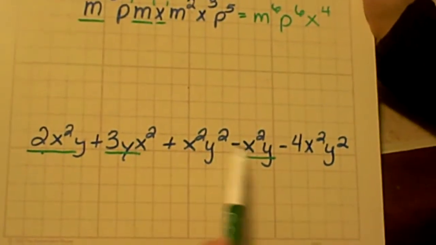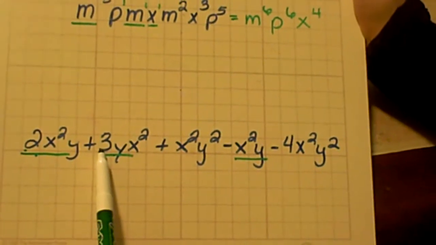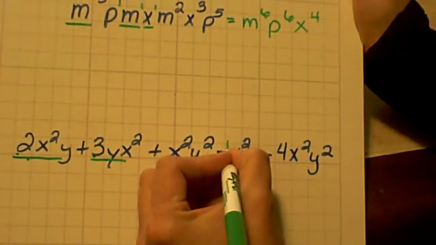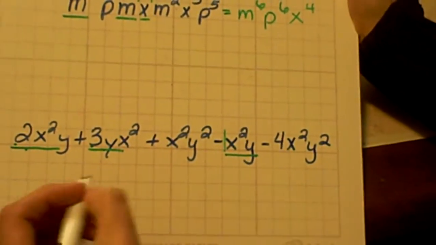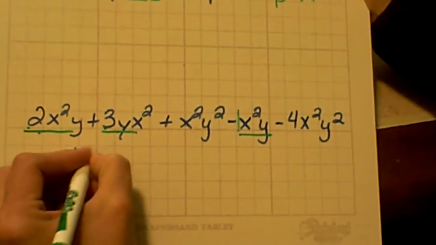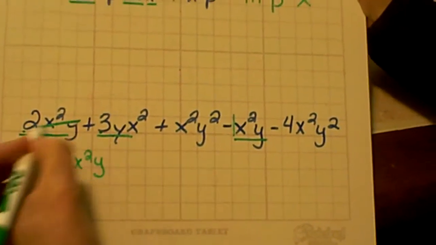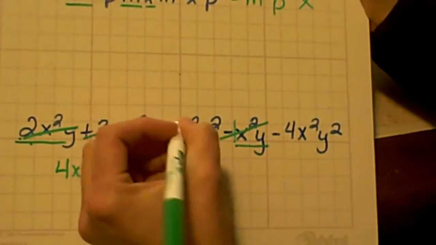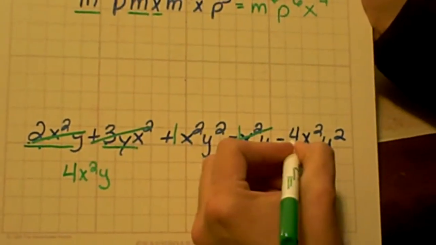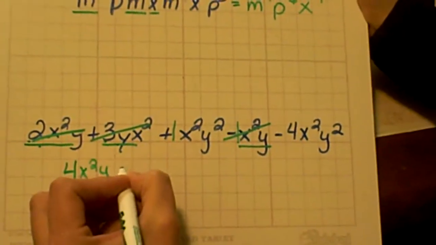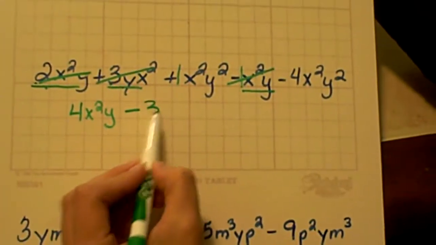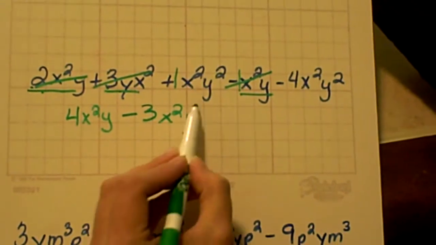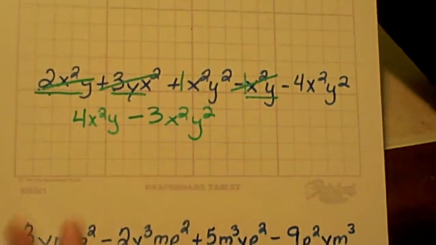Let's first add these three. So 2 plus 3 is 5, minus the 1 that's in front of that x squared y there, means 4. So we have 4 x squared y, and that takes care of those three terms. For these two, we have plus 1 x squared y squared, minus 4 x squared y squared would equal negative 3 x squared y squared. 1 minus 4, negative 3.